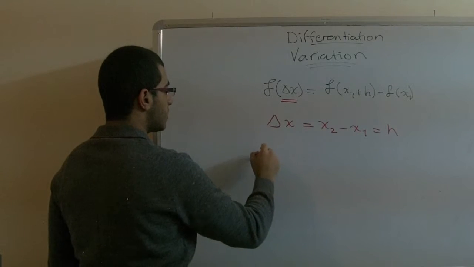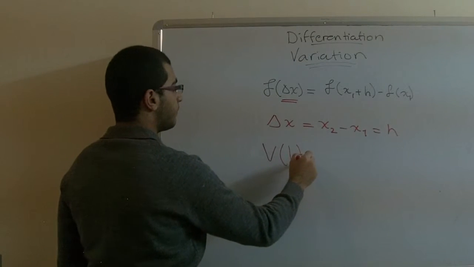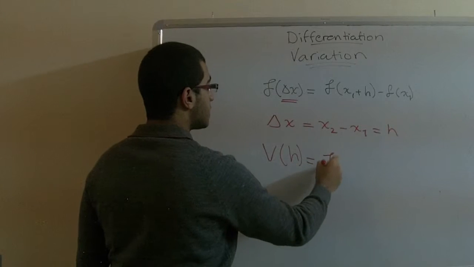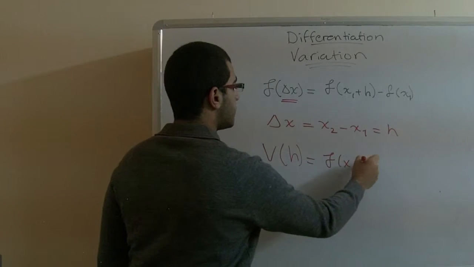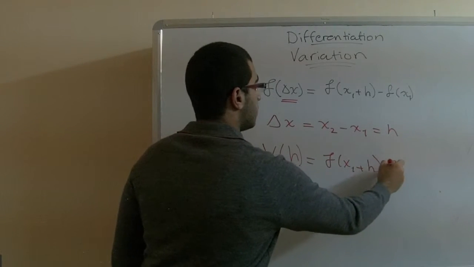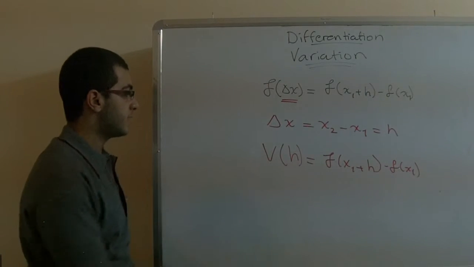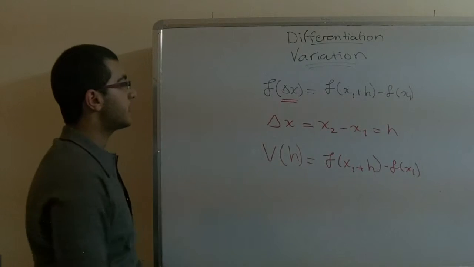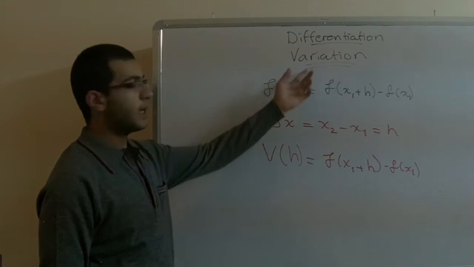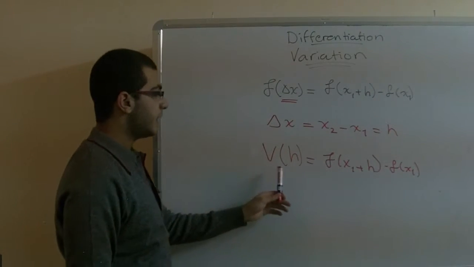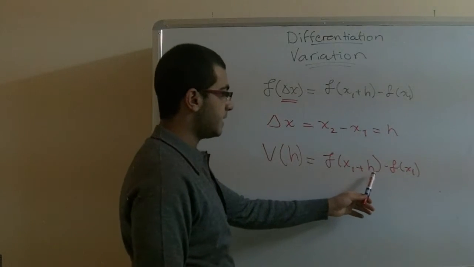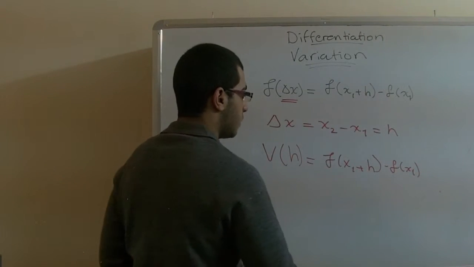So this function is called V(h). V(h) equals f(x1 + h) − f(x1), and it's referred to as V(h), V being the variation function. So V(h) equals f(x1 + h) − f(x1).